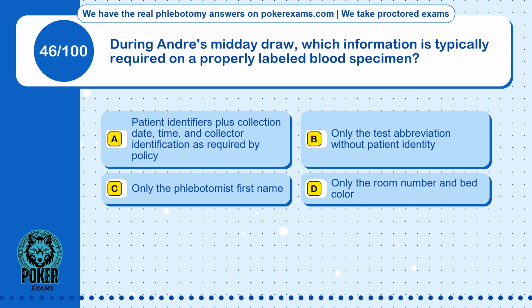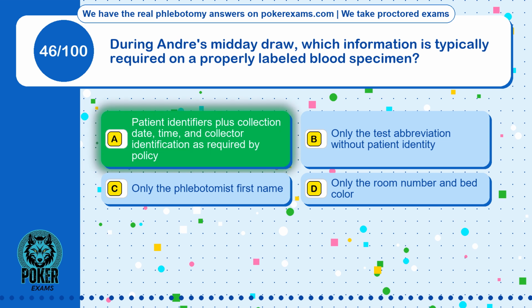Question 46. During Andre's midday draw, which information is typically required on a properly labeled blood specimen? Option A. Patient identifiers plus collection date, time, and collector identification as required by policy. Option B. Only the test abbreviation without patient identity. Option C. Only the phlebotomist first name. Option D. Only the room number and bed color.